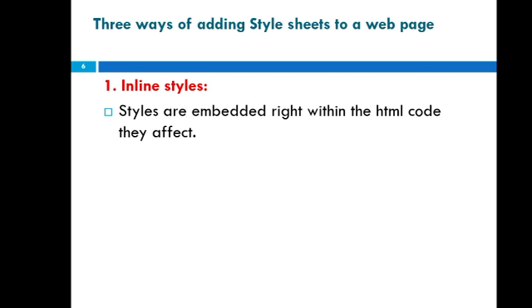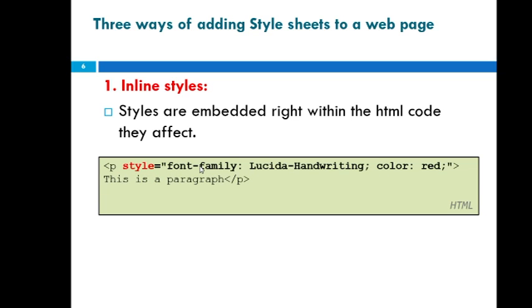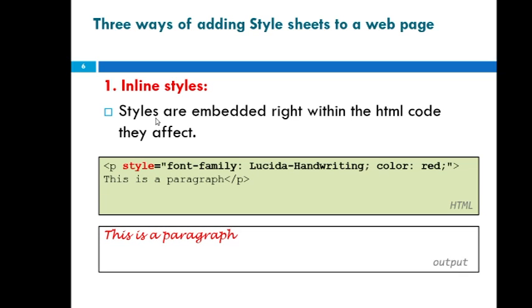So there are three ways by which you can add a style sheet to your web page. First one is inline. In the case of inline, you can write the CSS style directly with your HTML coding. This is one example of the inline style. We are applying a style to the paragraph, so we are writing the CSS code with the HTML code. That is called inline. We are using P for paragraph.